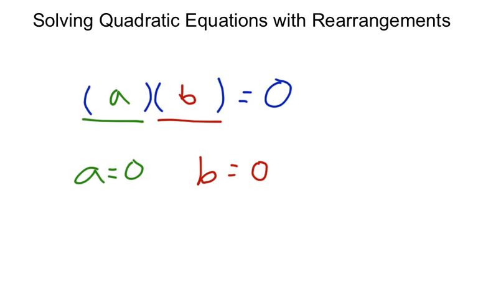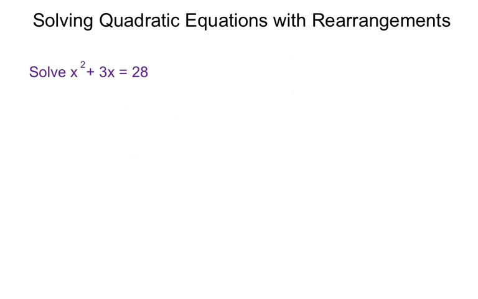Important for this is the fact that they are equal to 0. This only works if the two brackets multiplied equals 0. So if we have a quadratic which is not equal to 0, we first need to rearrange it so that it is equal to 0 before we factorize. So let's look at two examples.